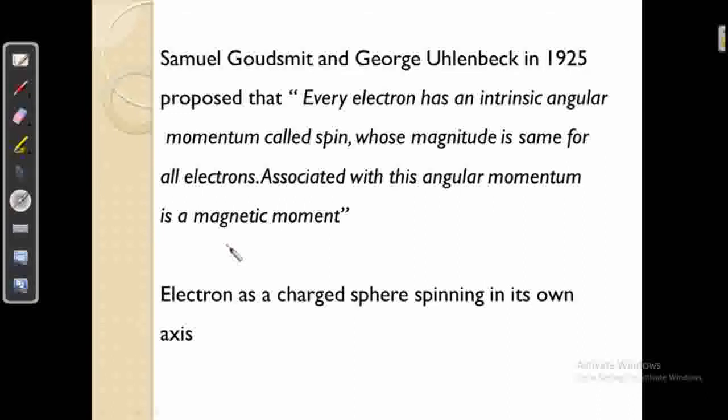They considered the electron as a charged sphere spinning on its own axis. When a charged sphere is spinning on its own axis, since there is rotation, it should have some angular momentum, and if there is angular momentum, there is some magnetic moment. So their concept is the electron as a charged sphere.